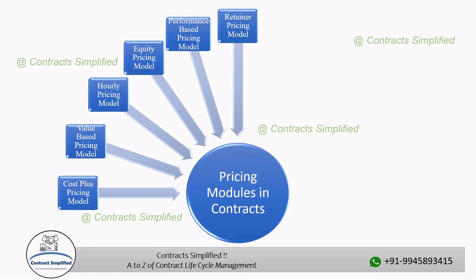The retainer model can work differently across industries. For example, a marketing agency might offer a retainer for a certain number of hours dedicated to different marketing activities, while a lawyer might offer a retainer fee for a certain amount of legal consultation time. Overall, the retainer pricing model provides benefits for both clients and service providers, offering predictability, ongoing support, and a platform for building long-term working relationships.